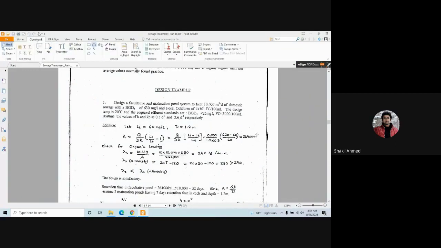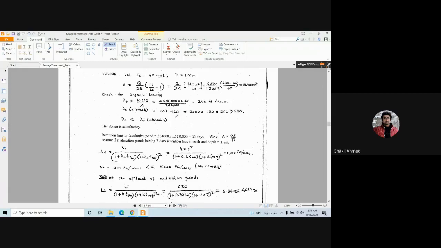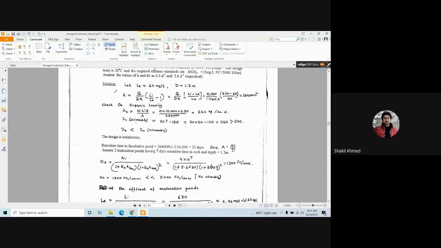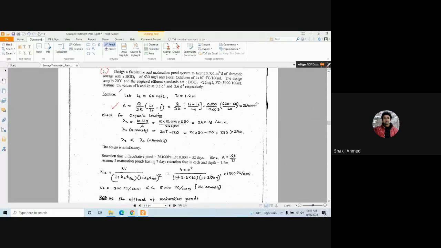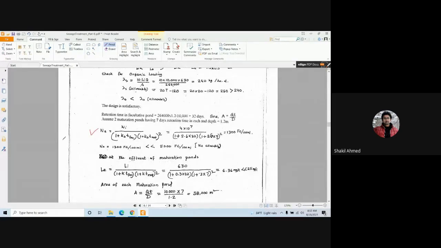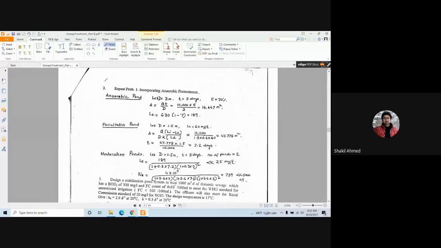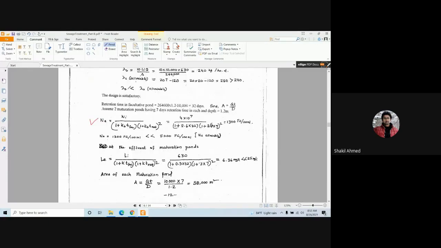So, in our last class, we discussed this design example of a sewage treatment plant. That's basically a sewage stabilization pond. We saw the design of a facultative and maturation pond. Okay. So now the second problem, they're telling: repeat problem one, the same problem.